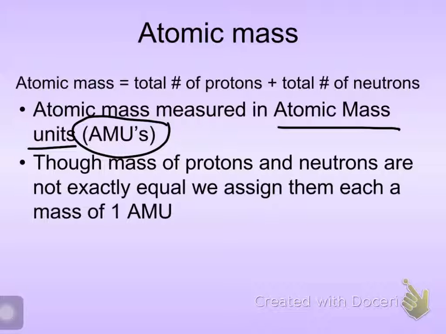We noted that protons and neutrons aren't exactly equal in mass, but they're so close that it's indistinguishable to us, to mere mortals at this scale. So what we do is we say that one proton or one neutron is equal to one atomic mass unit. So the mass of a single proton is 1 AMU. The mass of a single neutron is 1 AMU.